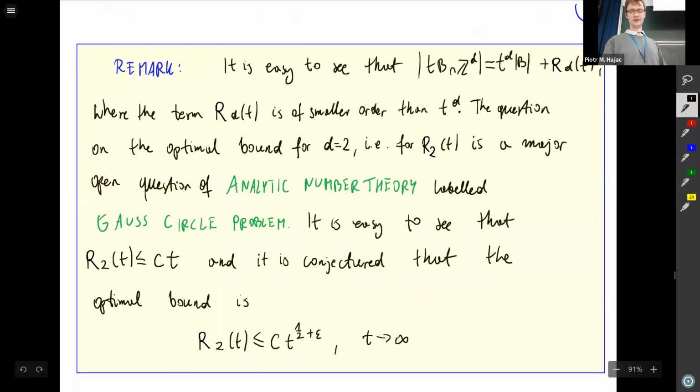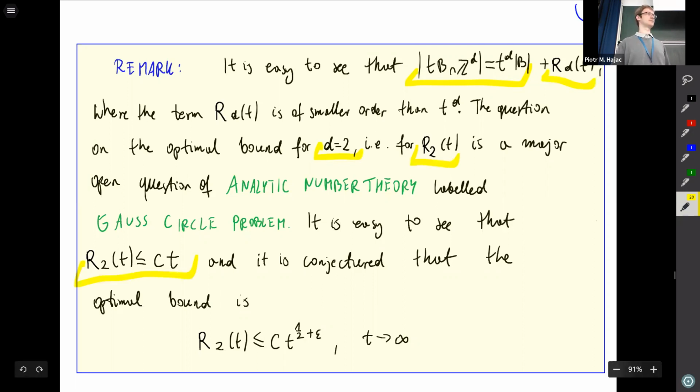Okay. By the way, this is just a remark. I said before that this number of lattice points is known to be essentially the Lebesgue measure of b times t to the d, but the question on the remainder for d equal to 2 is a major open question in analytic number theory called the Gauss circle problem. So the question is: what is the best estimate for the remainder, for d equals 2, and we are asking about this expression and what is the size of the remainder. So Gauss knew that the size of the remainder is at most this, and everybody can prove it by himself, more or less. But the conjecture is that it is this. Epsilon is an arbitrarily small exponent, so almost square root of t.